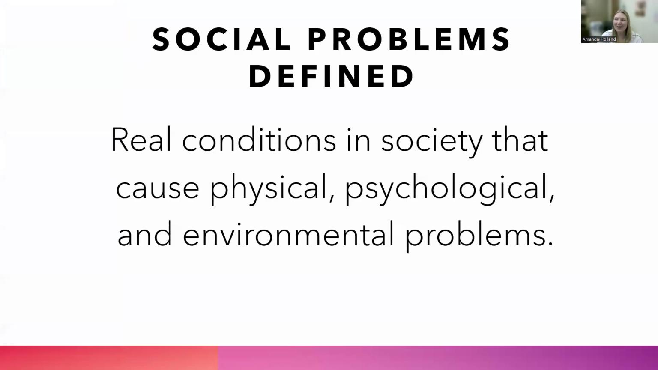So let's go on and talk about social problems. Defining social problems: a social problem is a real condition in society that causes physical, psychological, and environmental problems or harm. So these are the conditions that are prominent in our lives that cause our physical, psychological, and environmental harm.